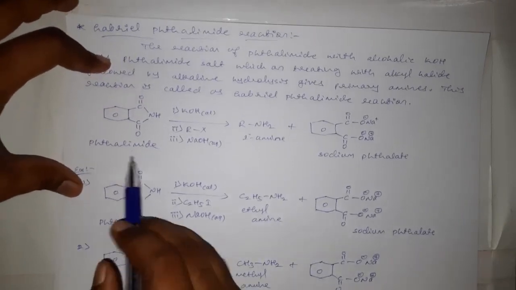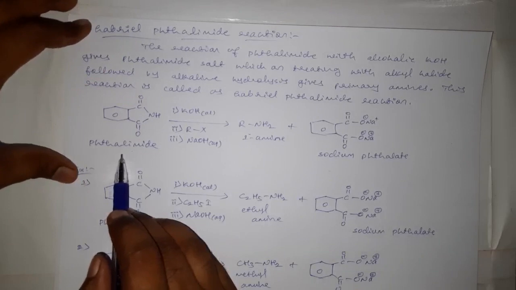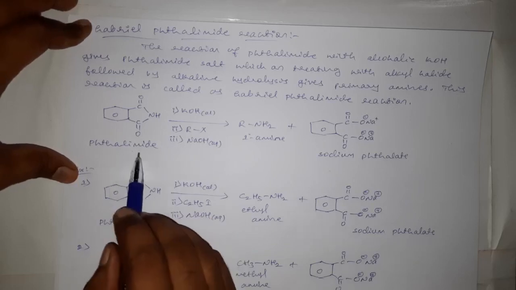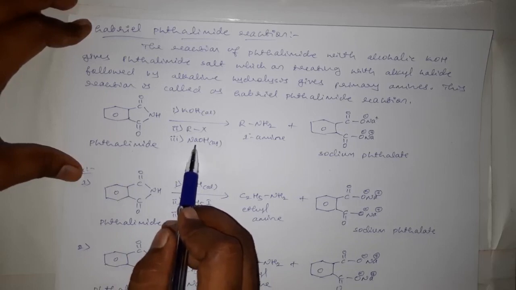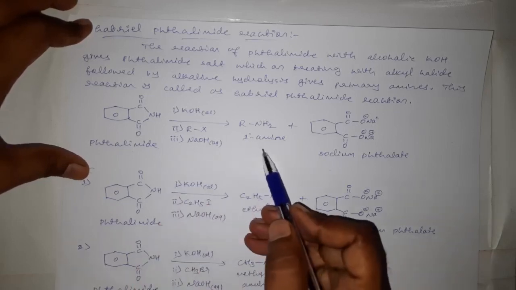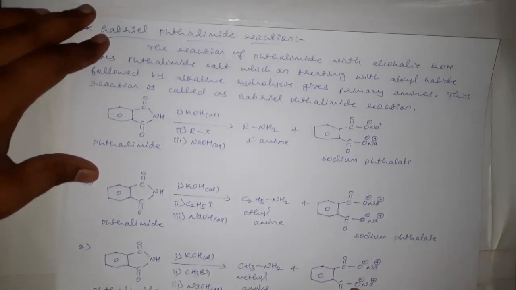When phthalimide is treated with an alcoholic KOH, first it will give phthalimide salt, and that phthalimide salt, on treating with alkyl halide and also by the addition of alkaline hydrolysis, or by the reaction with aqueous sodium hydroxide, we will get a primary amine. And these are some examples. Okay, then coming to the reaction mechanism.